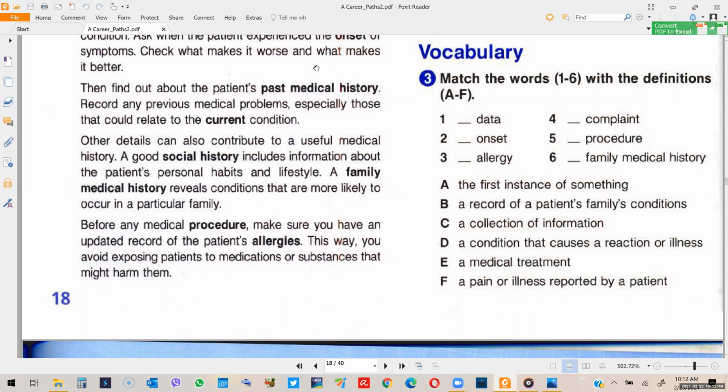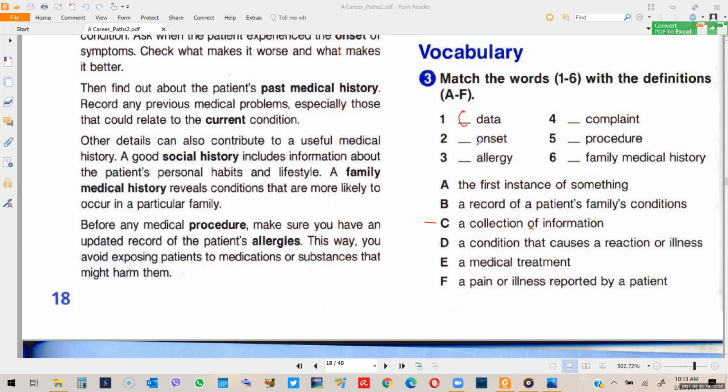We have some vocabulary: data, onset, allergy, complaint, procedure, and family medical history. We are going to match the questions 1 to 6 to definitions from A to F. Okay, let's do number 1, data. Data is number C. It is a collection of information. So to collect information, this is called data.